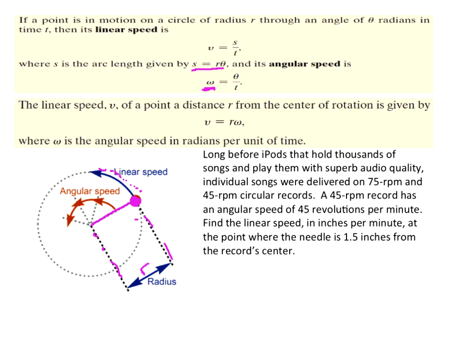So we get that the angular speed, with the funny looking W, is equal to theta over your time.